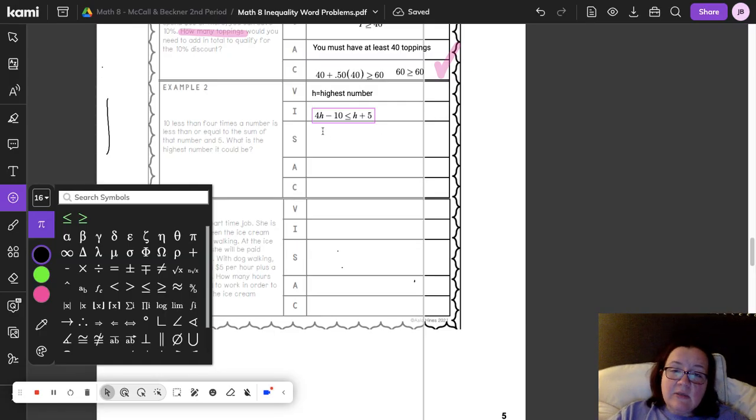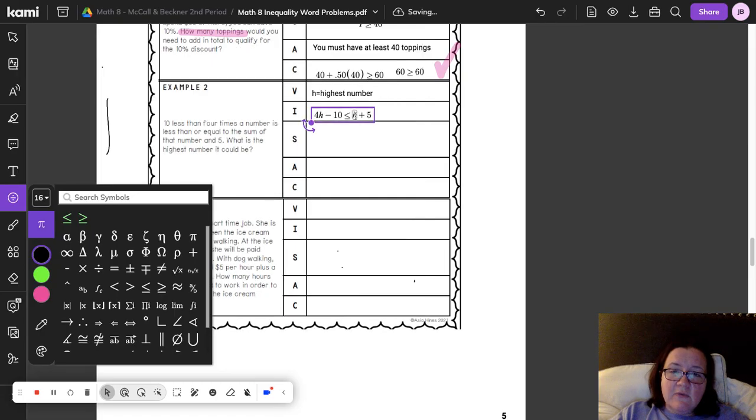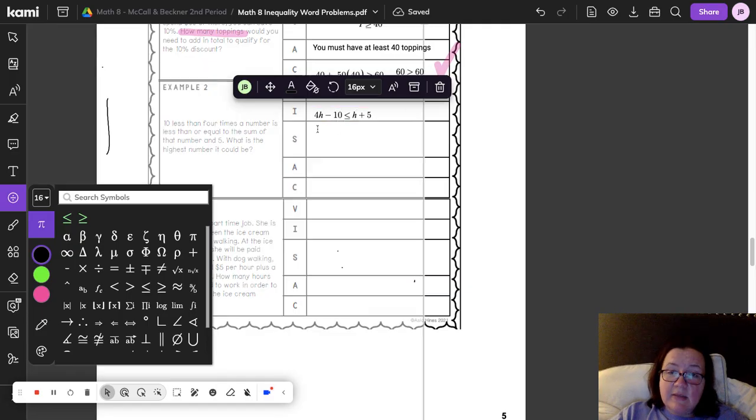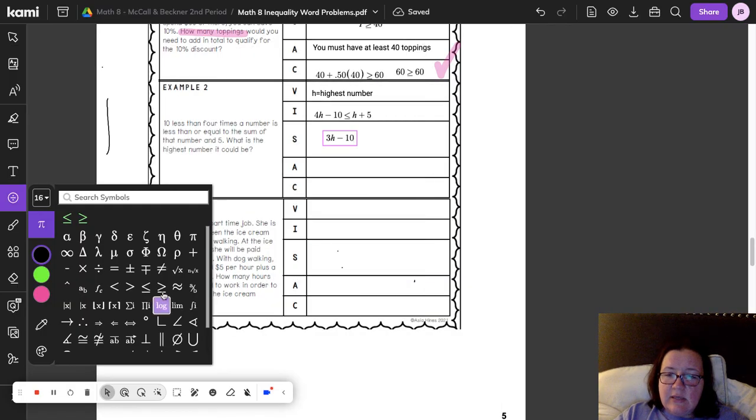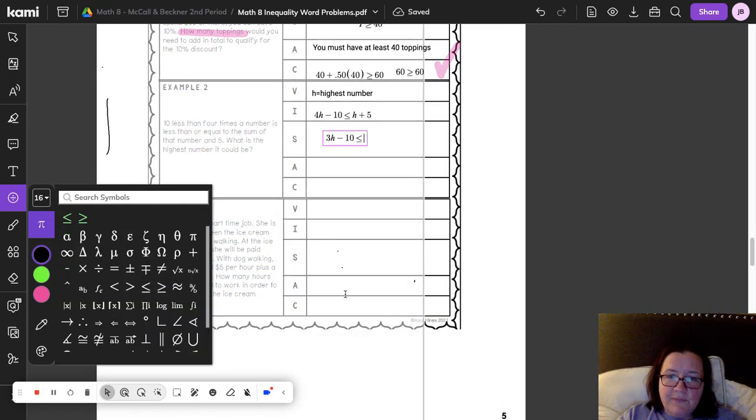The first thing I would do is move the variable to one side. I usually put my variable on the left side, so you could do the same. To move this 1h over here, I would subtract it because it is positive right now. So I'm going to take 4h and subtract 1h and I'm going to get 3h minus 10 is less than or equal to 5. Okay, now I'm going to move that 10 over. So I want my variable on one side and my regular numbers on the other side. To move that 10, right now it is minus 10, I'm going to add 10.